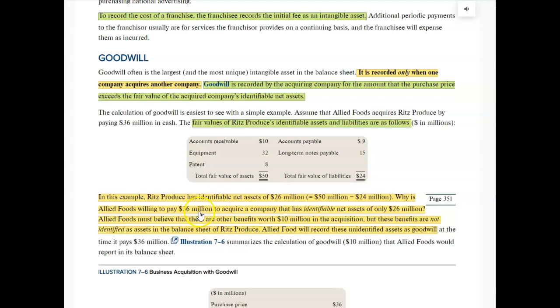Now, why would you pay a lot more for a business when you're buying only these assets and these liabilities go along with it? Why are you paying, in this case, like $10 million more? That's because it already has a name brand, a location, customer base, and so forth, and you believe it's worth $10 million more than what you can just see on the assets. Those are the assets that you can identify. This is called goodwill, the amount that you pay above the identifiable assets.